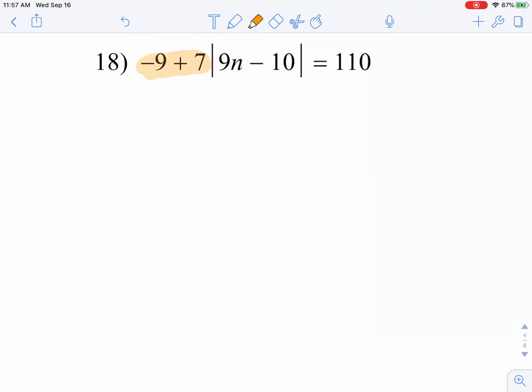Do you see this right here? Here is a mistake. Some people do negative 9 plus 7, negative 2. 9n minus 10 equals 110. This is wrong, wrong, wrong.